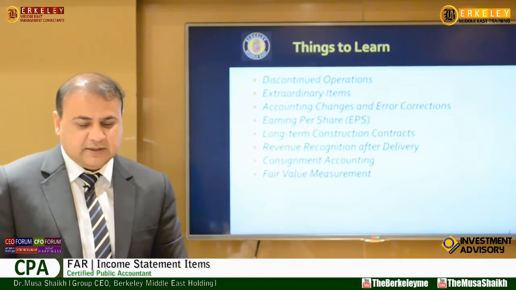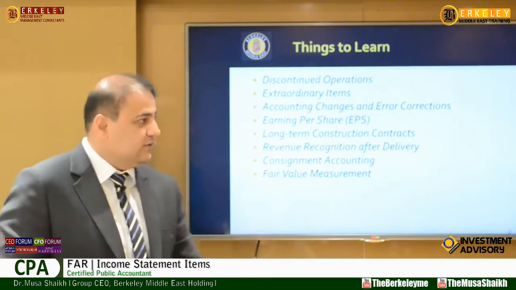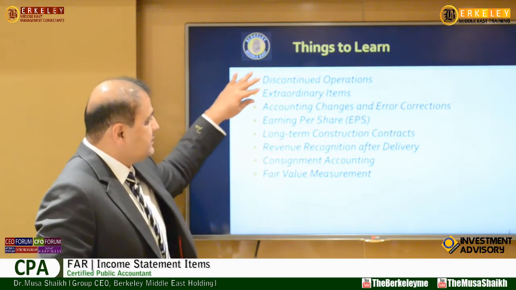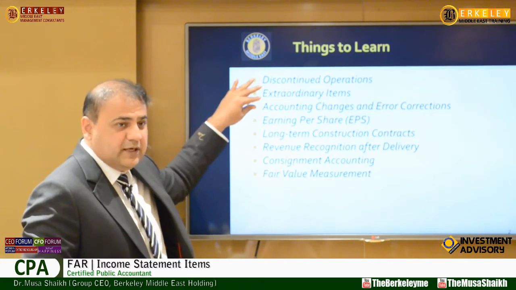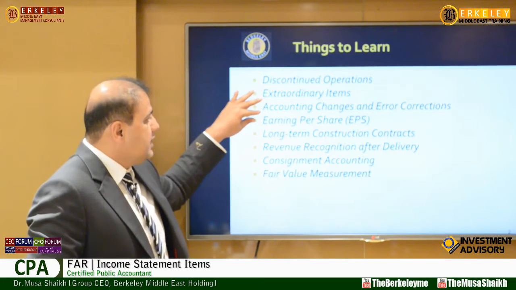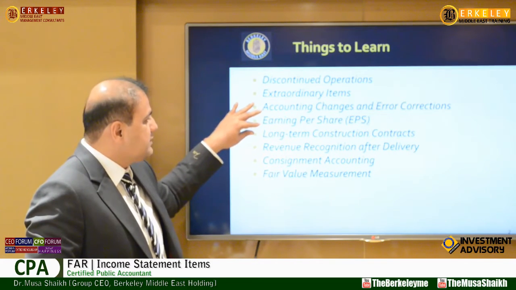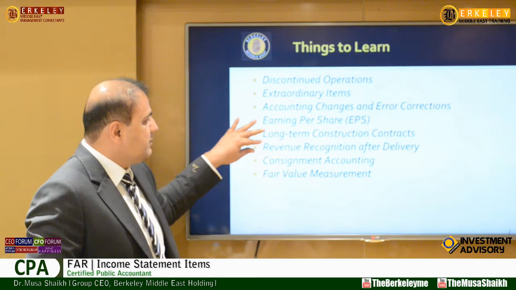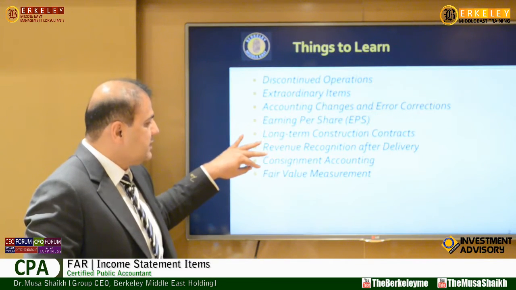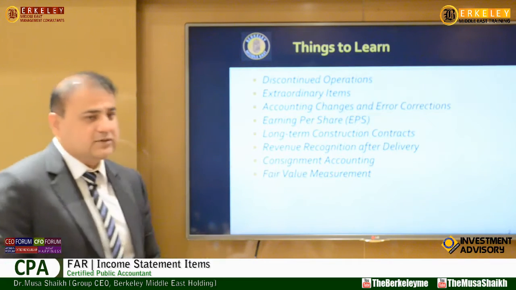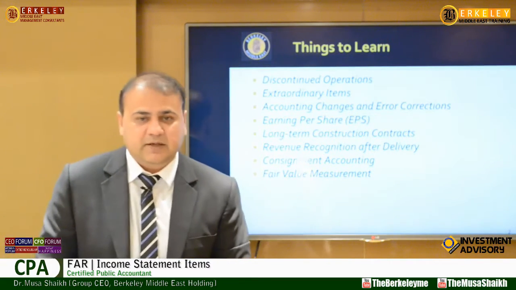Discuss income statement. This is an easy chapter, and we'll see what is discontinued operation, how to show discontinued operation on your income statement, extraordinary items, accounting changes and errors, earning per share, long-term construction contracts, revenue recognition after delivery, consignment accounting, and in the last we will see the fair value measurements.